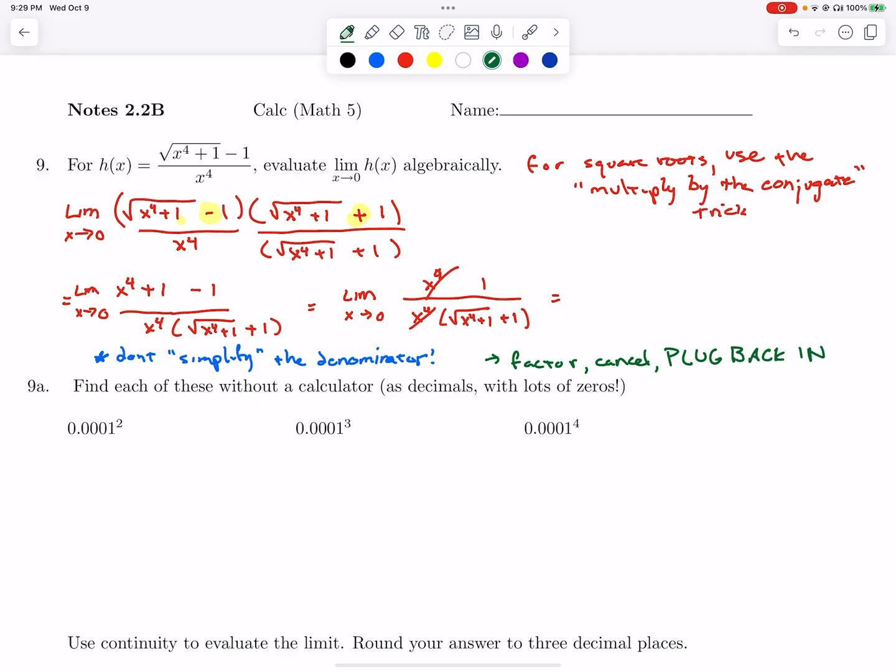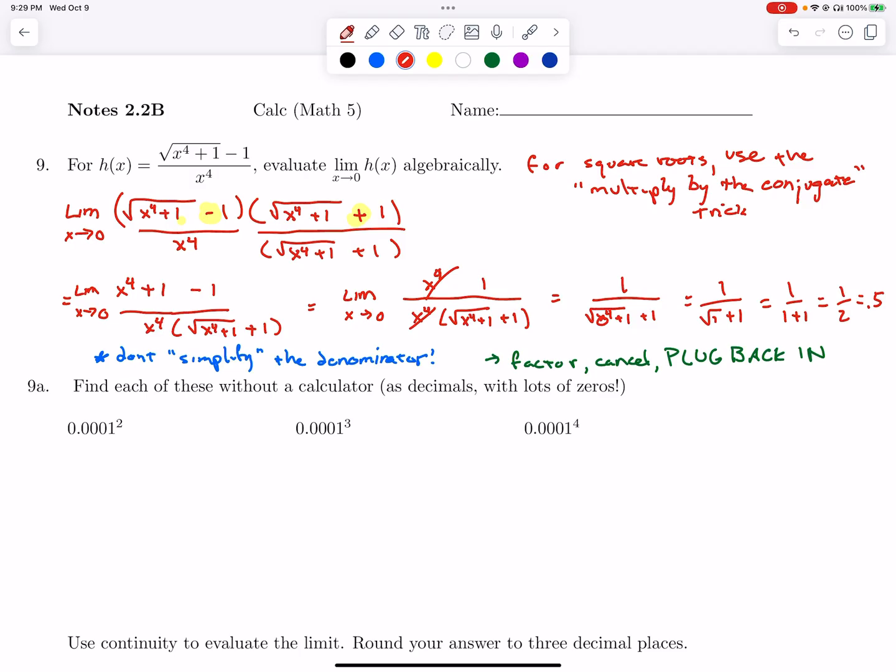Why do I say plug back? Because the first time you plug, you get 0 over 0. So now what are we plugging in? Oh yeah, 0 for x. So we don't need to write the word limit anymore because we don't have a problem. So 0 to the 4th plus 1 plus 1. And it is 1/2, which is 0.5. By George.